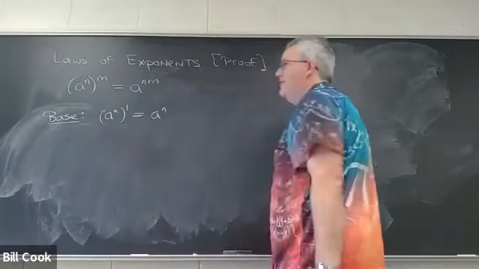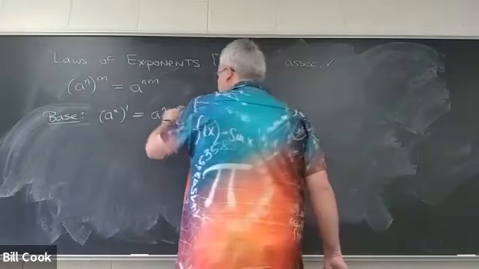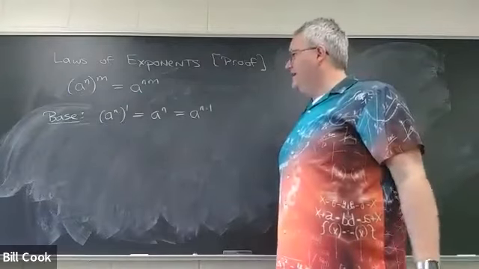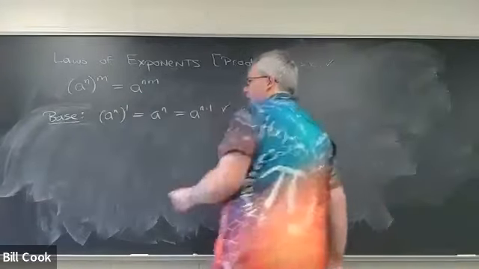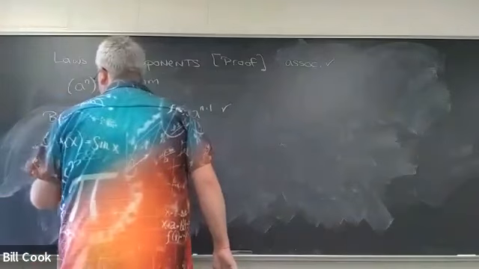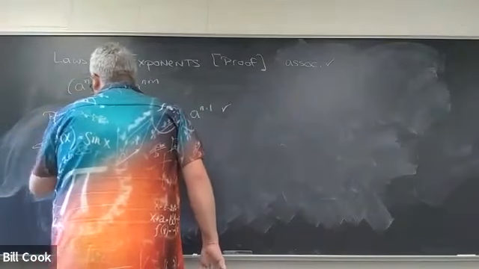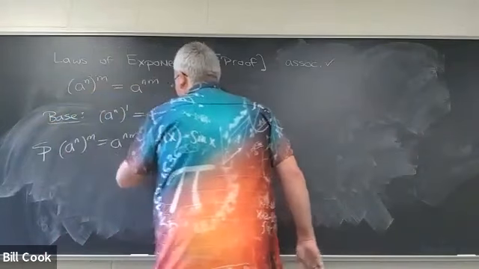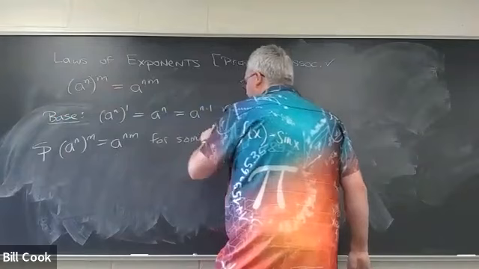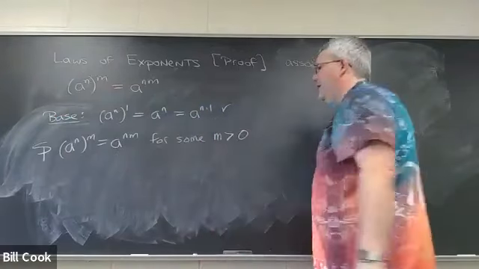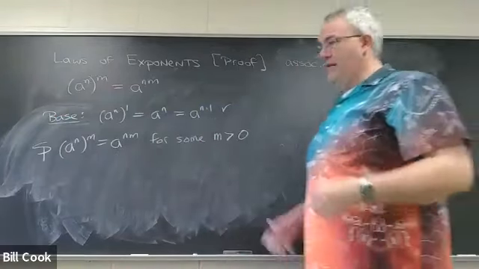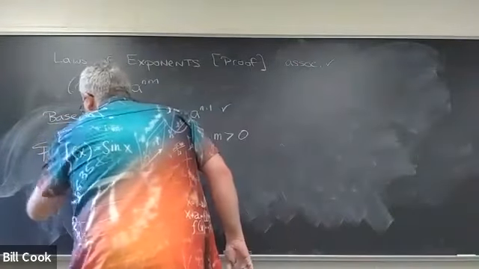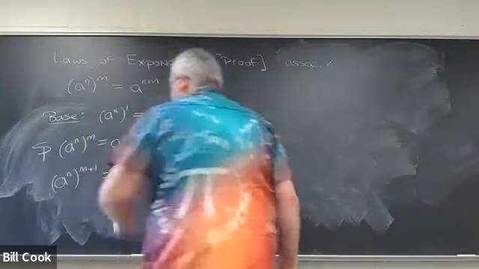That's just the definition, a to the n to the first power, just a to the n. And that's the same thing as a to the n times 1. Okay, there's our base case. Let's suppose that we have (a to the n) to the m equals a to the nm for some m greater than 0, some positive m. Okay, and we want to show that it holds for one more. So consider (a to the n) to the m plus 1 power.